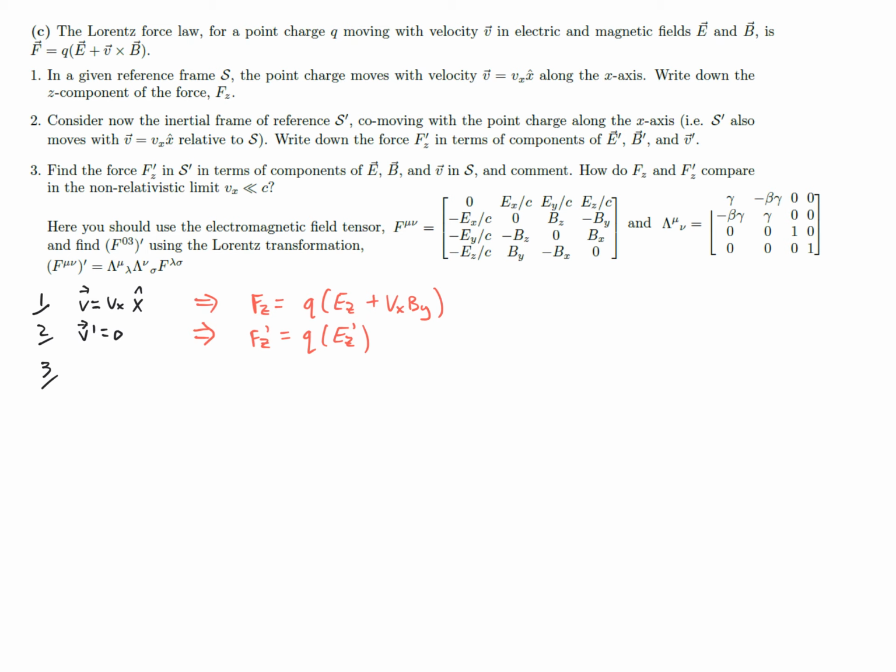And we do that using the Lorentz transformation, and it even tells us what to do. Here you should use the electromagnetic field tensor, and it's given, together with this Lorentz transformation object, to find F03 primed using the Lorentz transformation. And it's even given. Everything's given. First of all, F03 primed, what's that? Well, it's the 0th row and the 3rd column, and so of course we number 0, 1, 2, 3, so it's 0, and this is the one in question, so clearly we're talking about Ez primed. So let's just write it out.